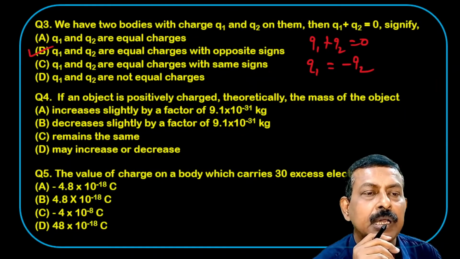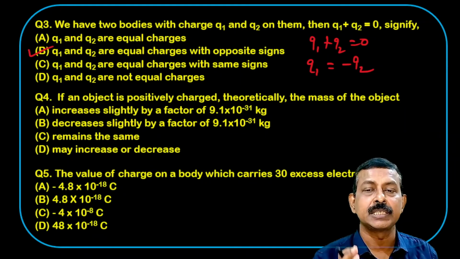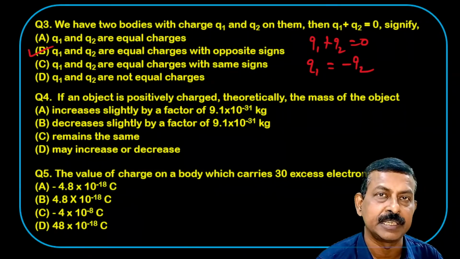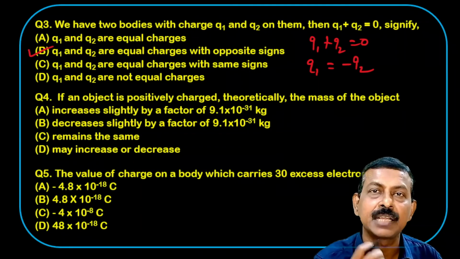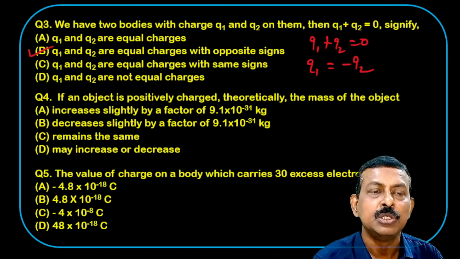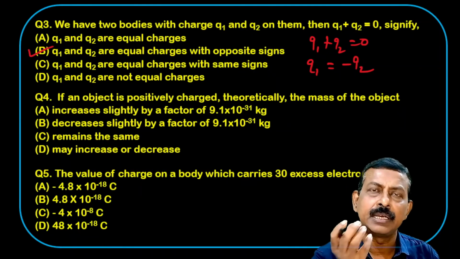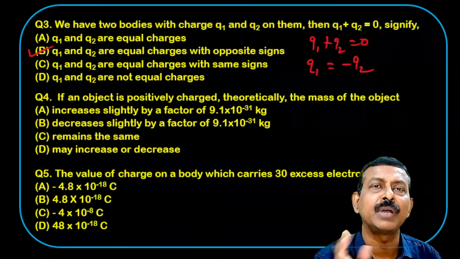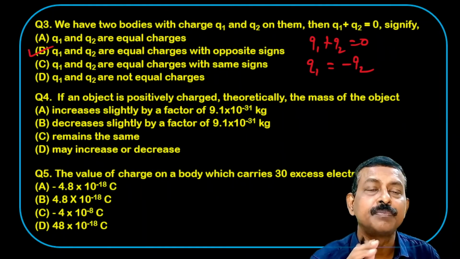Let's take the next question. If a body is positively charged, theoretically the mass of the object. Now we have just discussed that if a body is charged, it is basically due to the transfer of electrons. If the body is losing electrons, it becomes positively charged. If the body gains electrons, it becomes negatively charged. So if there is any change in the number of electrons, definitely the mass will also slightly change. Of course, the mass of the electron is very small, so that is why it is a slight change in the mass. Since it is said that the body is positively charged, it means it is losing electrons.